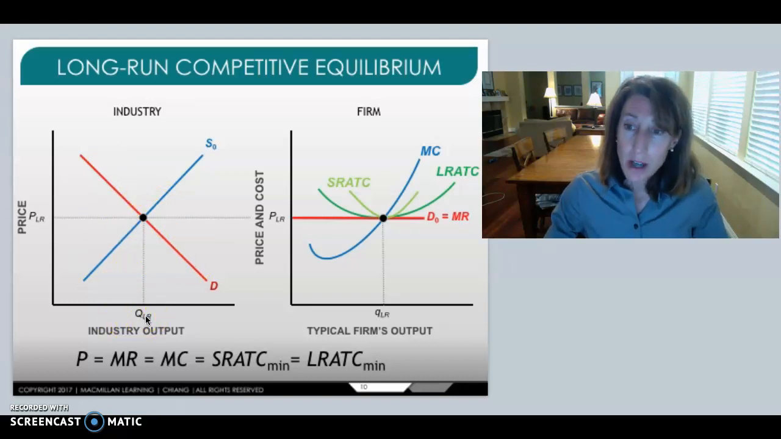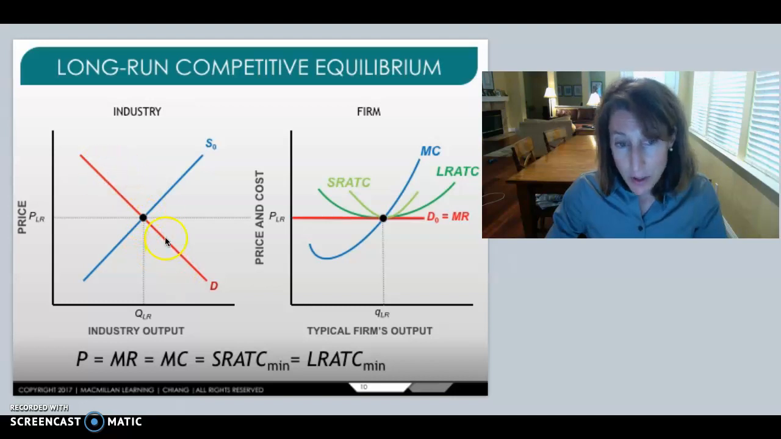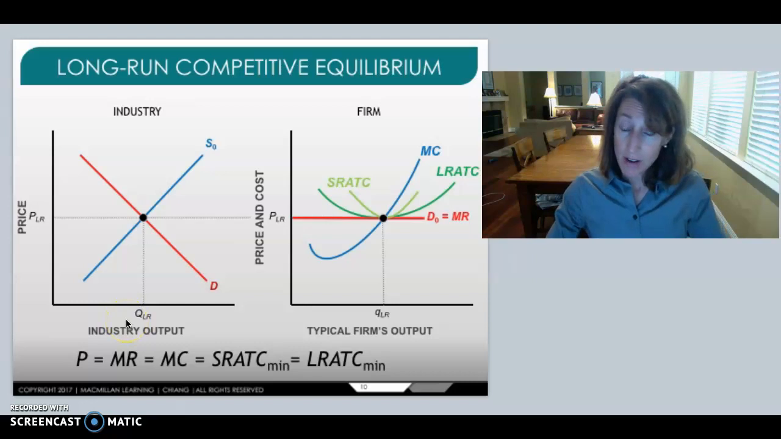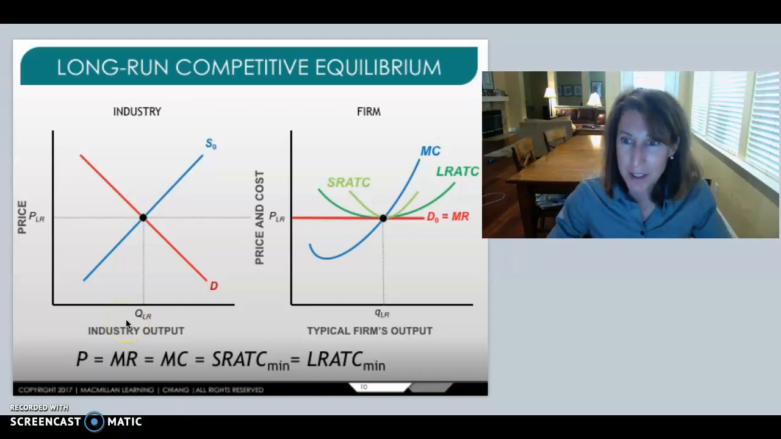Remember from looking at total surplus analysis, consumer surplus, and producer surplus, that when we allow the market to set the quantity and the price, that's when we maximize total surplus. So that is our efficient outcome, and that is perfect competition.